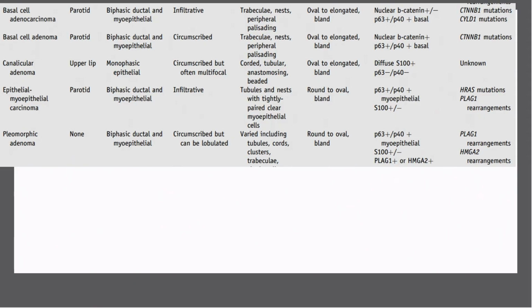Here you can see all the other entities with a basaloid pattern: tubular and cribriform basal cell adenoma and carcinoma, in which we have this basaloid appearance of the cells, with strong nuclear positivity for beta-catenin due to the CTNNB1 mutation; canalicular adenoma, which is usually monophasic; epimyoepithelial carcinoma, which we are going to see; and of course the pleomorphic adenoma, which is defined by a chondromyxoid stromal component embedded by myoepithelial cells and the epithelial ductal luminal cells.